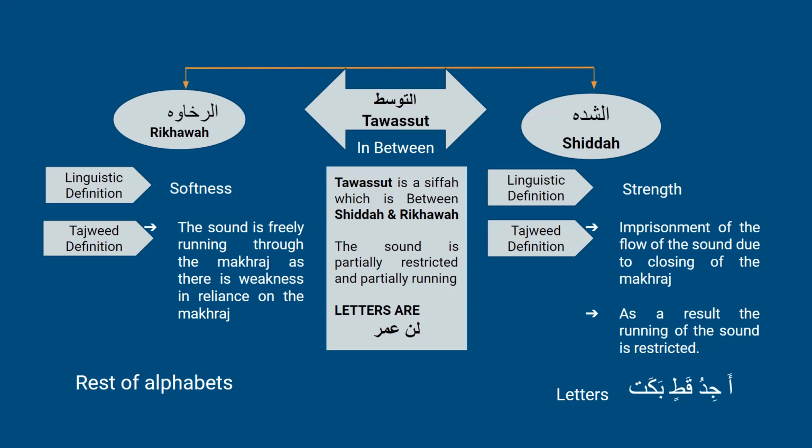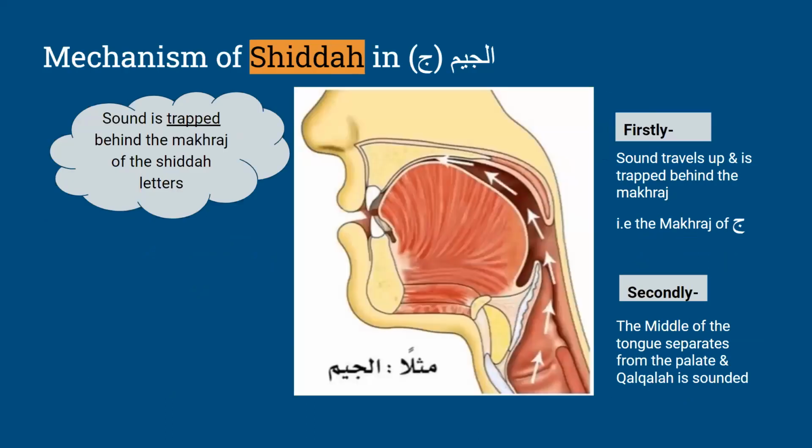So let's learn about the Shiddah first, how the letters Ajidu Qatin Bakat have Shiddah in them, and how the sound is trapped behind the makhraj. We'll start with Shiddah letters, which is the Jim first. As you can see, the mechanism of shiddah in the jim is here. The sound is trapped behind the makhraj of the shiddah letter. First, you need to know the makhraj for the shiddah letters.